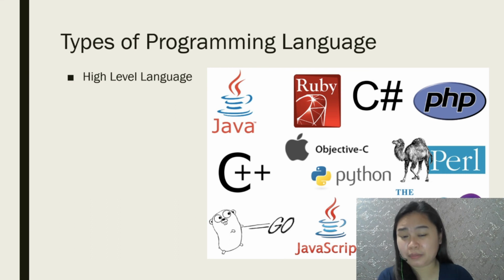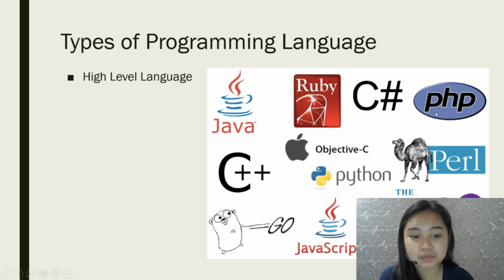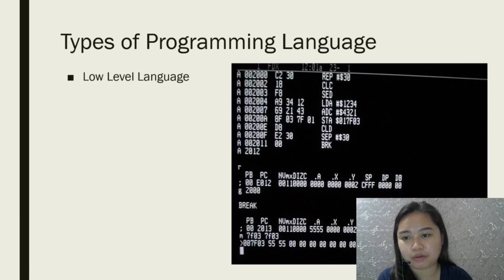Examples of programming language na high-level language ay Java, C++, Python, PHP, Visual Basic, JavaScript, Perl. So, and marami pang iba, no? So, yan yung mga example natin ng high-level language.